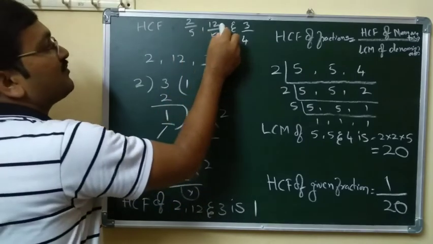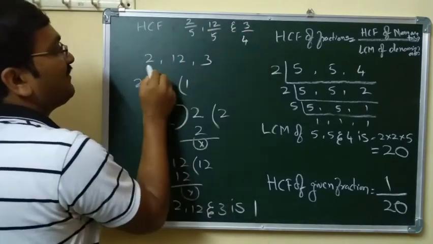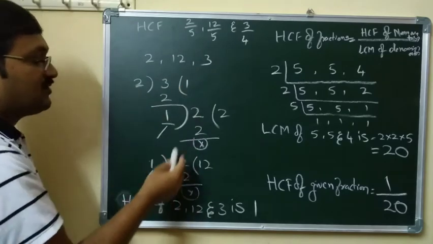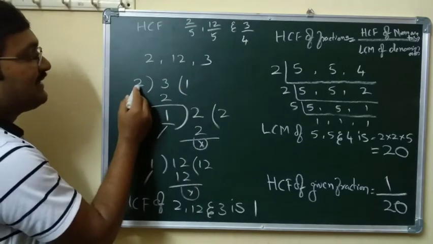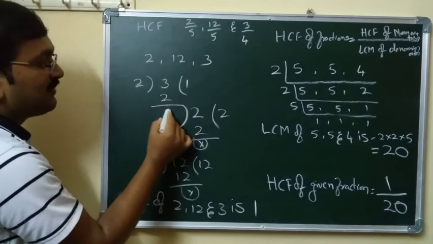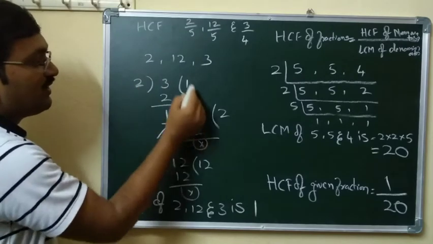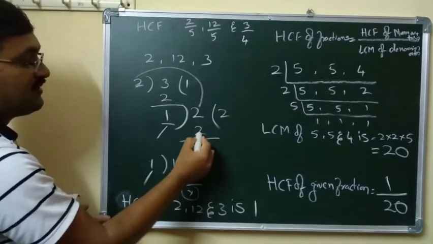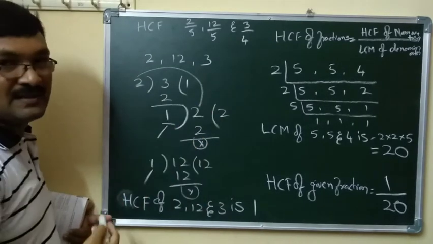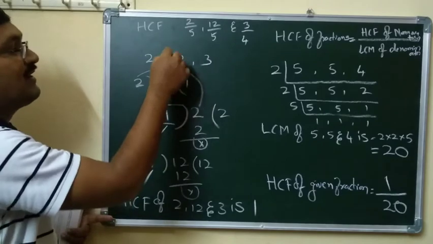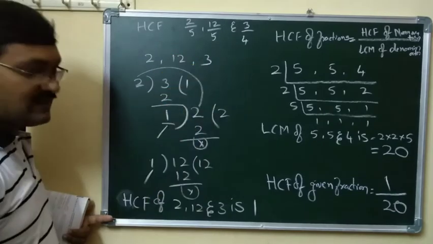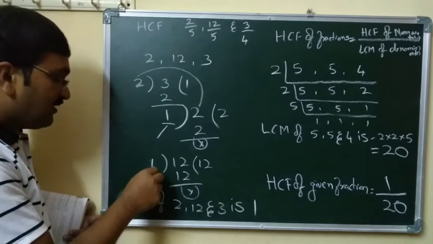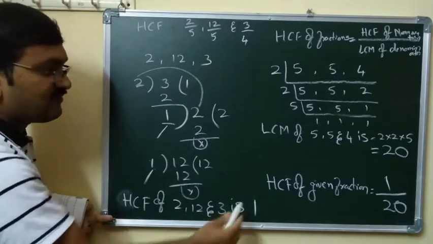So now I have taken 2, 12 and 3. Here I did the division method. So I took the 2 table, 2 ones are 2, 3 minus 2 is 1. So this 2 I brought here. So 1 2s are 2. So 1 is the GCD here. Next one more number is left out, that is 12. So I took the 12. 1 12s are 12. So that's all. So now HCF of these three numbers is 1.